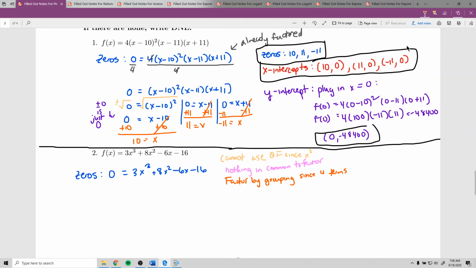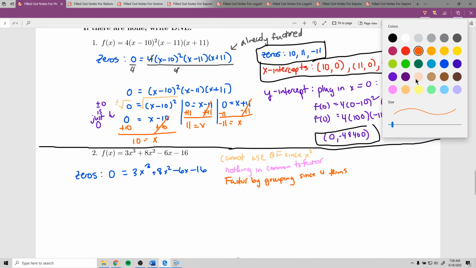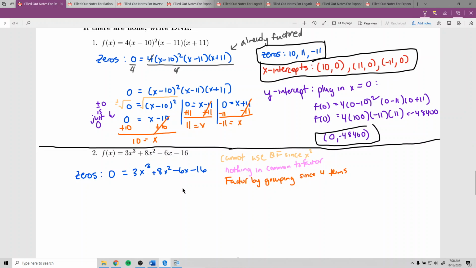Okay. So we can only factor by grouping if there's 4 terms that cannot be simplified at all. So you take the first 2. What's in common with the first 2 here? Only x squared. Then when we take the x squared out, the front term becomes 3x. The back term becomes 8.